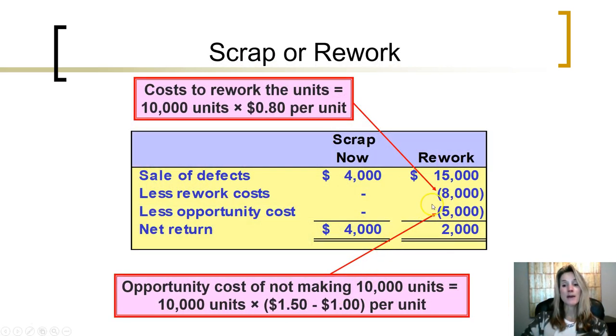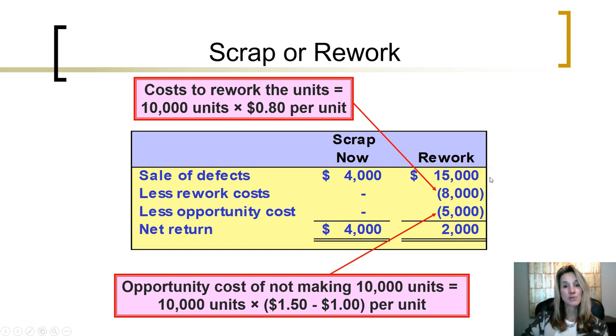But in order to rework them, they will incur costs of 80 cents per unit times the 10,000 units, or rework costs of $8,000. In addition, they have an opportunity cost. If they decide to rework those 10,000 units, their production line will be used to rework, and the production line will not be available to make 10,000 new units at a cost of $1 each and an ultimate selling price of $1.50. So the opportunity cost is 50 cents per unit times 10,000 units, or $5,000.